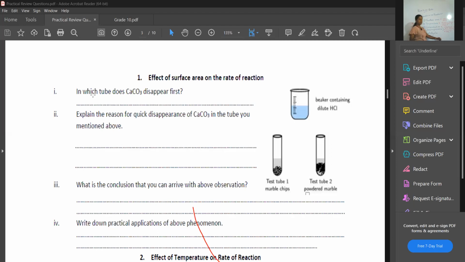Then the last one, the effect of catalyst. A catalyst is a substance that we use to increase the rate of a reaction. Whether the catalysts are participating or not, after the reaction they remain the same. Only they increase the rate of the reaction.